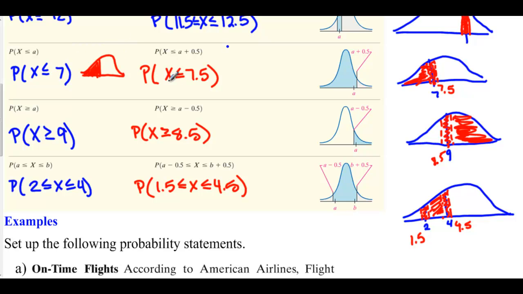To go over and use the normal curve to approximate, I'm going to make this 0.5 bigger. So that was 7, and I'm going to add just a little 0.5. So there's going to be my 7.5 that I'm going to add. If I want to flip that around.